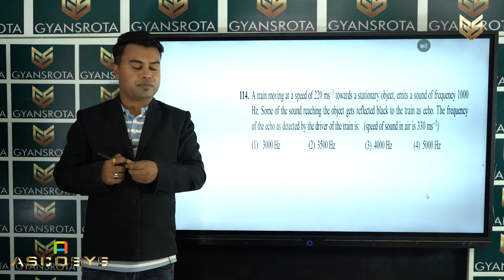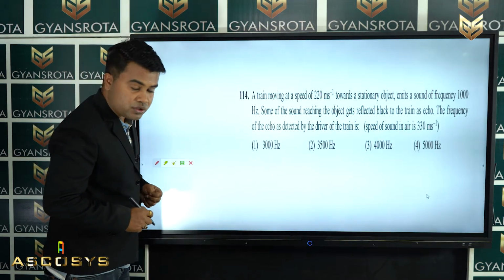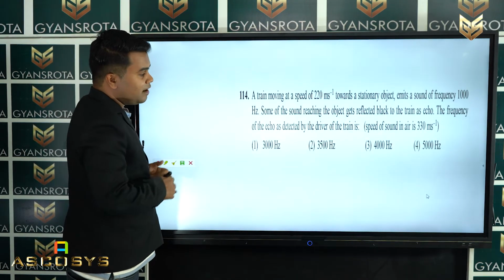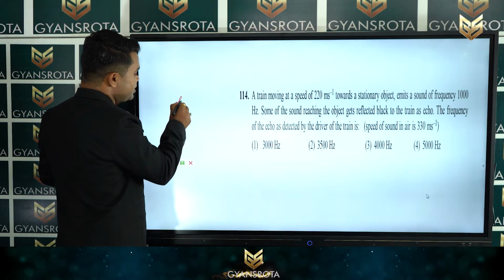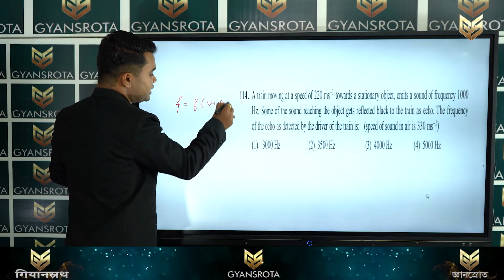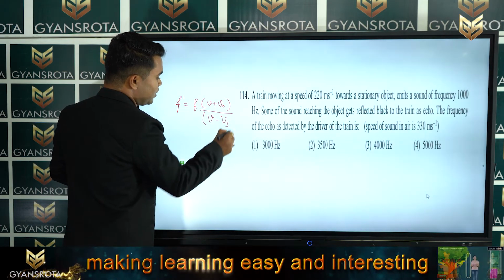The frequency. Now the apparent frequency formula from the chapter waves, Doppler's effect is the topic. So the right answer will be 5000 hertz. For that you need to use the formula f dash equals f (v plus v naught), that is the observer's velocity, divided by (v minus vs), that is the source velocity.